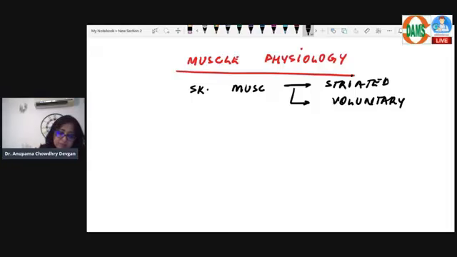Now, what are the different types of proteins which are present? The first category of proteins which are present are called contractile proteins.